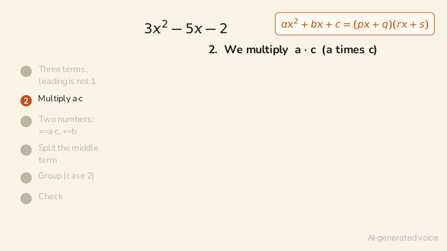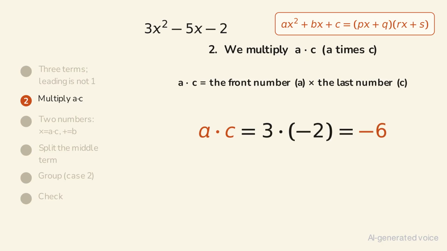Step 2, and here's the method's name, we multiply a times c. Let's see what a times c is, so we don't take it for granted. It's the front number, a, multiplied by the last number, c. In our case, a is 3 and c is minus 2, so a times c is 3 times minus 2, which gives minus 6. That minus 6 is the key number we'll use in the next step.